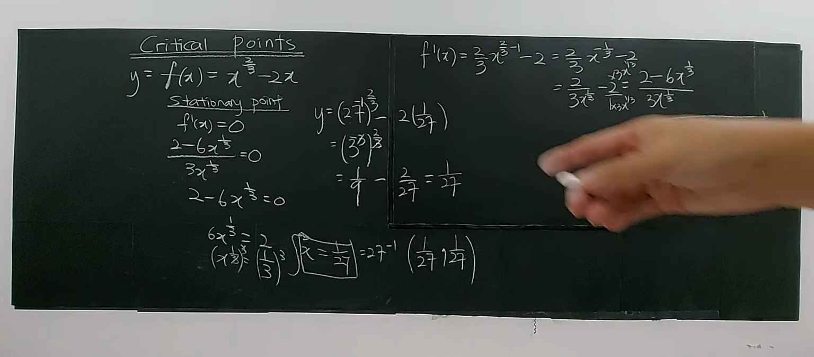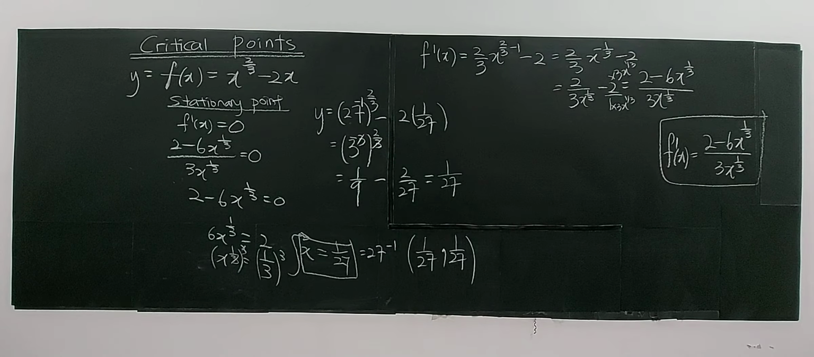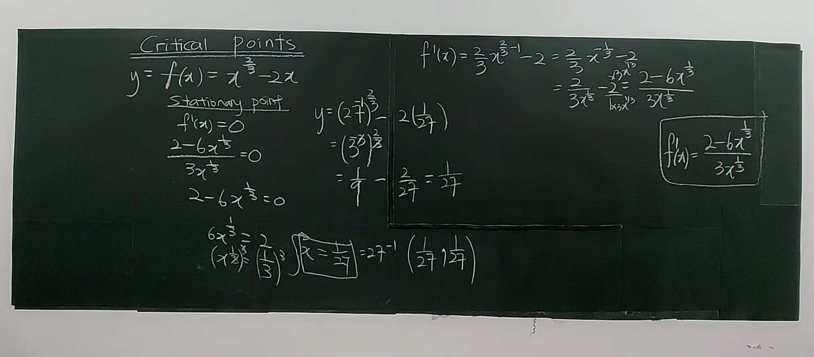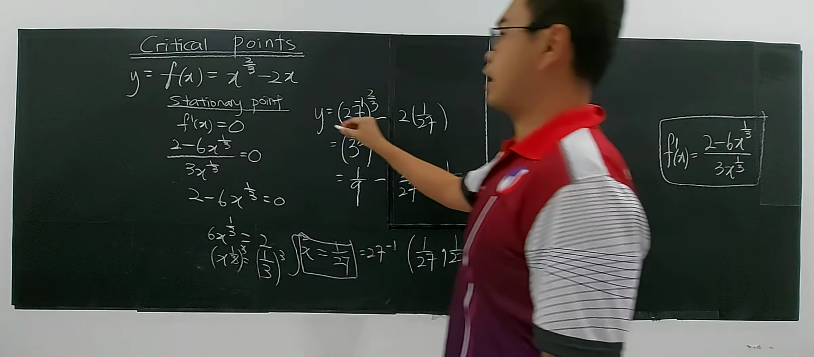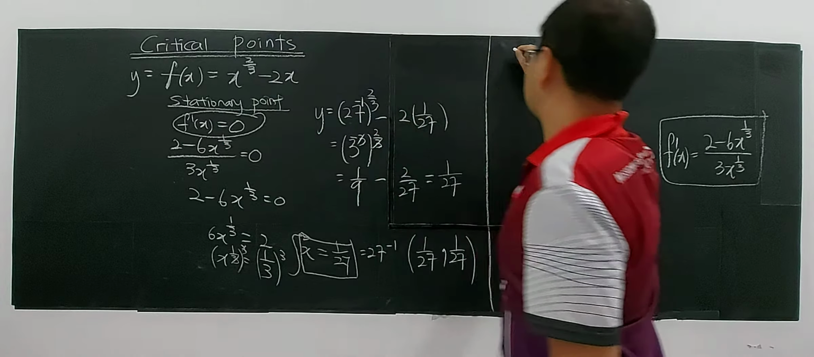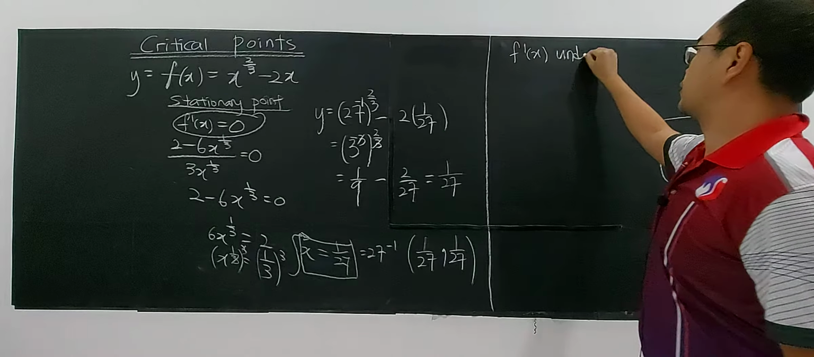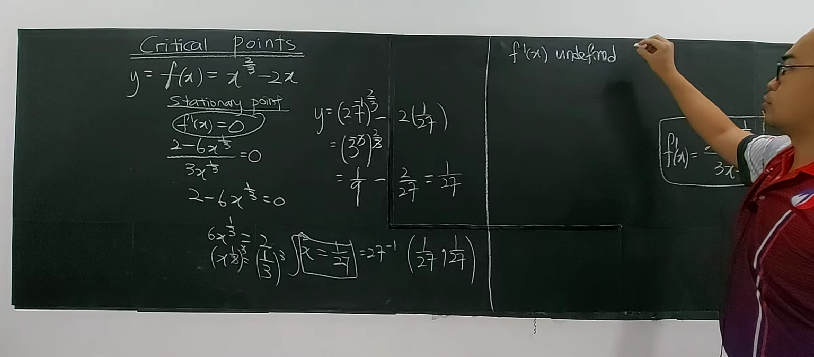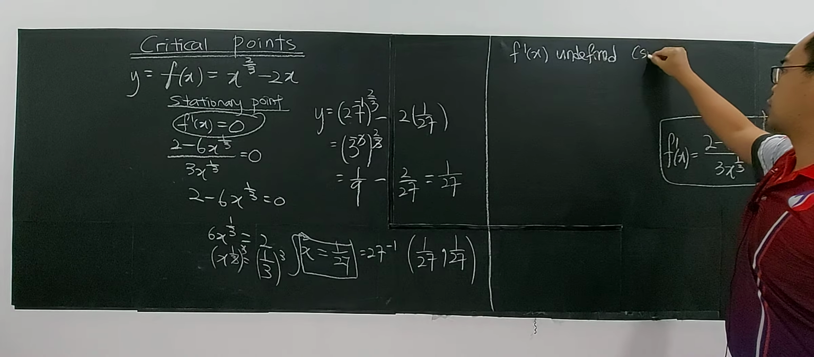As you know, this is for the stationary point, and there is another one. Critical points consist of two types: stationary points and singular points. Now I'm going to talk about singular points. So this is f prime x equals 0. For the other one, the singular point, f prime x is undefined, where there is a sharp point or a discontinuity. At that point, this is called a singular point.